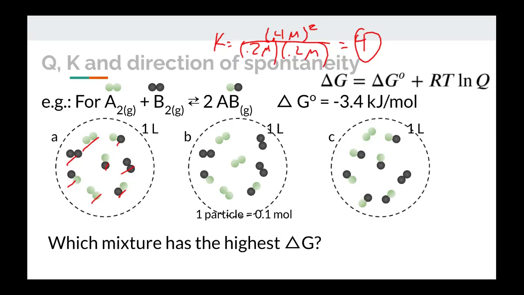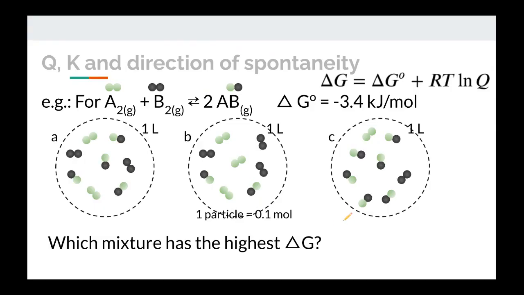Well, for A, delta G is 0. And we know that because it's at equilibrium. It's not spontaneous in either the forward reaction or the reverse reaction. Let's look at the other two. Well, let's look at B.